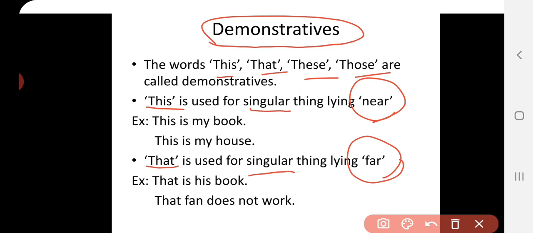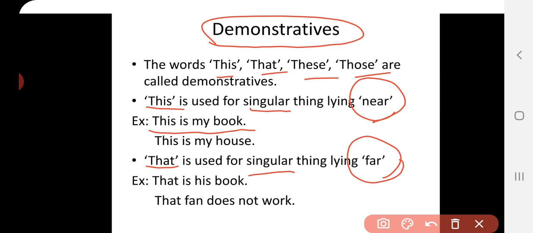The thing which is very near to us, if something is near, we use this. If something is very far from us but singular, then we use that. So this and that are used as singular. What is the similarity in both? We place both before a singular noun. And what is the difference? This is for near things, that is for the far things.